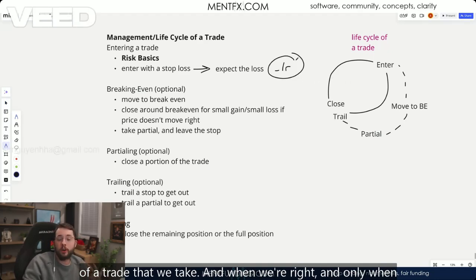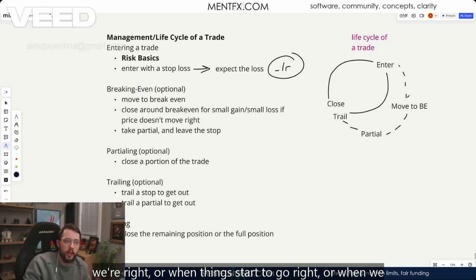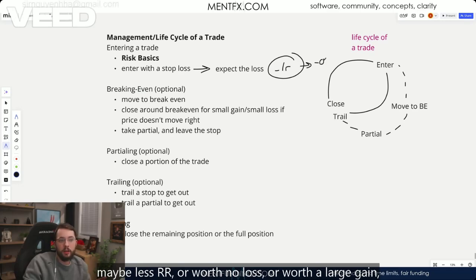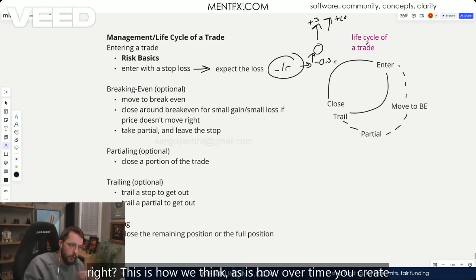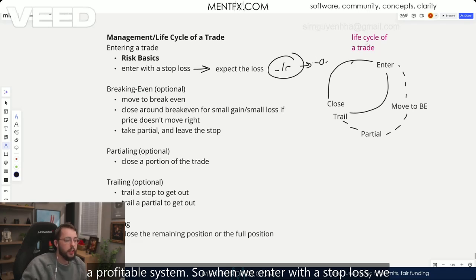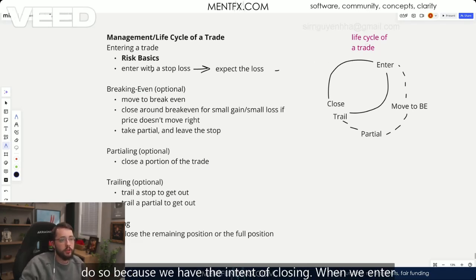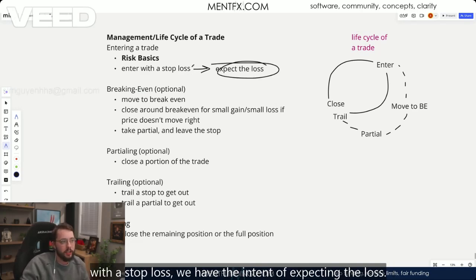And when we're right, and only when we're right, or when things start to go right, or when we have other management things in place, can this become worth maybe less RR, or worth no loss, or worth a small gain, or worth a large gain, right? This is how we think. This is how over time you create a profitable system. When we enter with a stop loss, we do so because we have the intent of closing and the intent of expecting the loss.